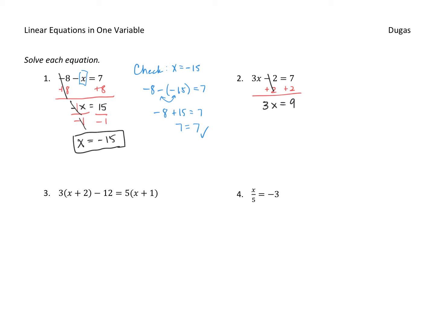To finish, we have 3x. That means 3 times x. To undo multiplication, we divide. 3 divided by 3 is 1, so that leaves 1x. And then 9 divided by 3 is 3. And that's our solution. Again, you can check if you'd like. You'd plug the 3 in for the x, and you would see that it works out.